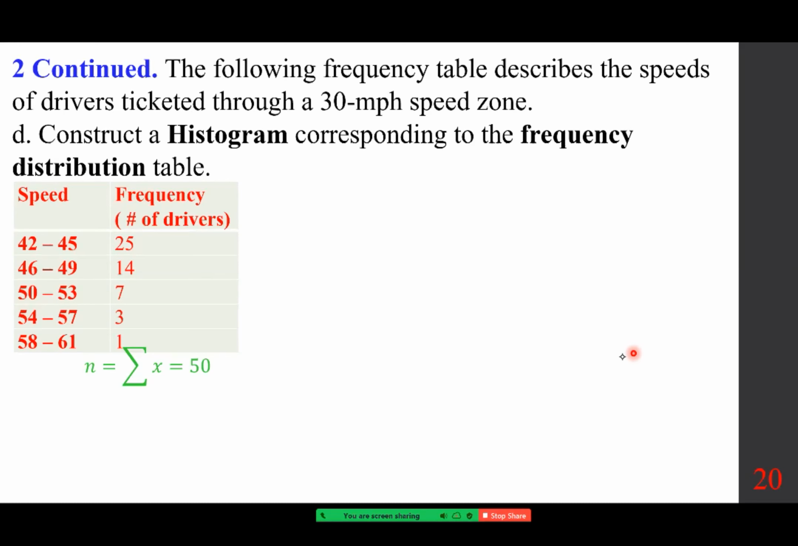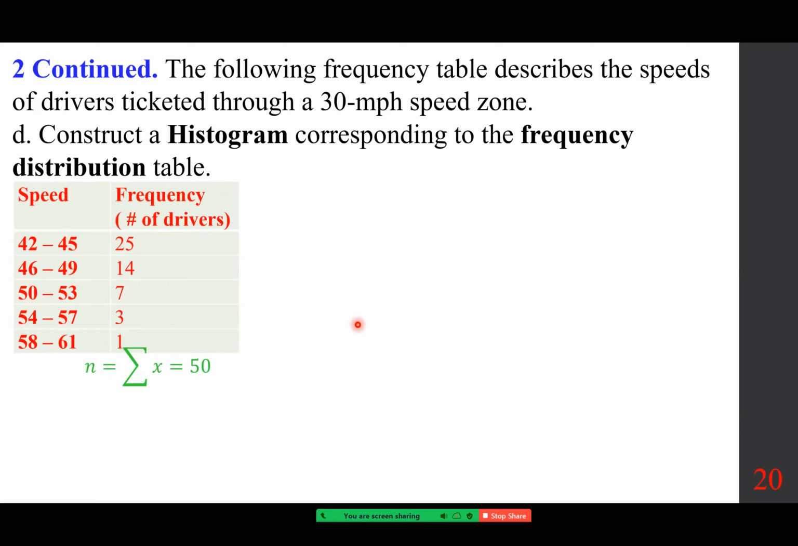In many texts, they use boundaries because later on when we look at the ogive, we have no choice but to use the boundaries. So many do that. However, it may be the limits, and that's fine. Again, limits, boundaries, midpoint. So you have that.